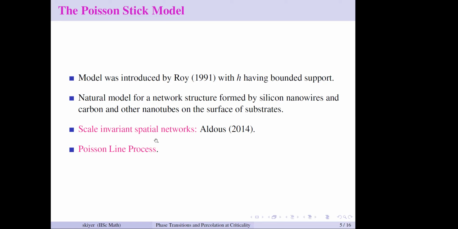And there are some related models that I will refer to a little bit later as well. There are what are called scale invariant spatial networks, where you see similar objects appearing. For instance, what is called a Poisson line process. So at every one of these points, you place a bi-infinite line passing through that point of the Poisson point process with arbitrary orientation.